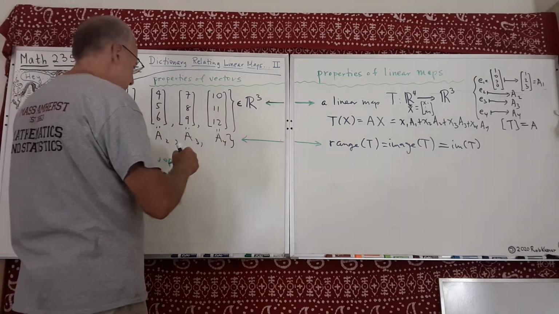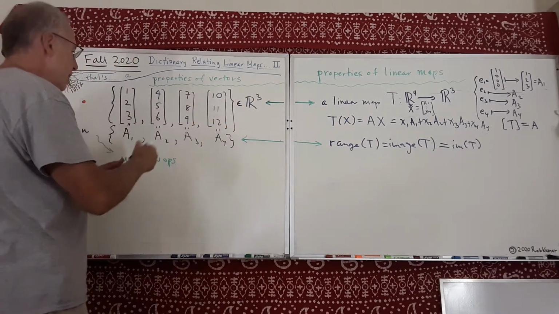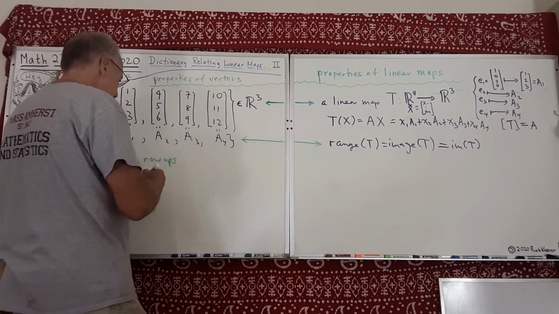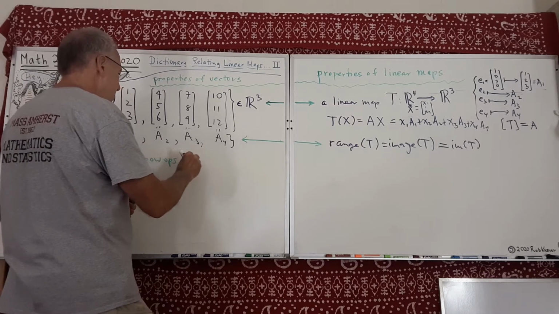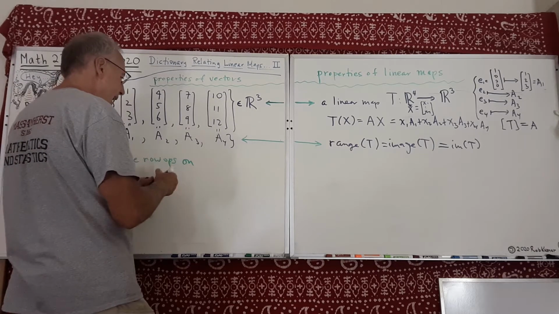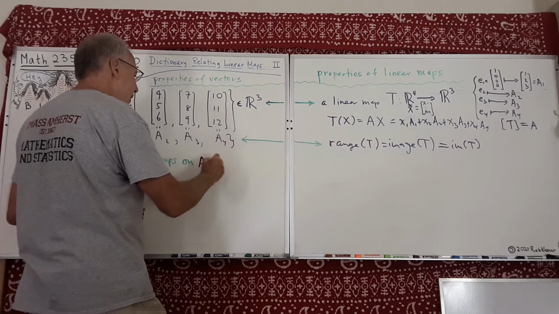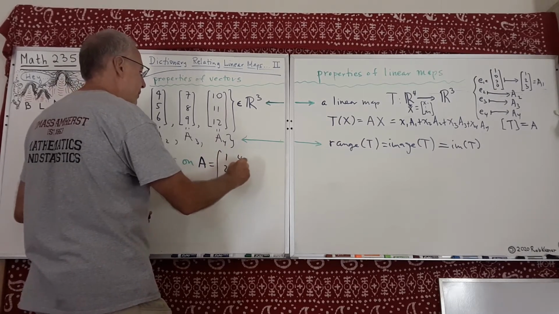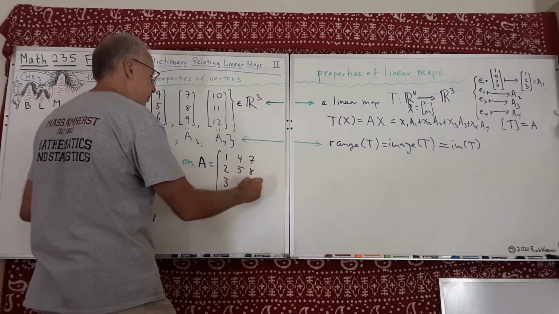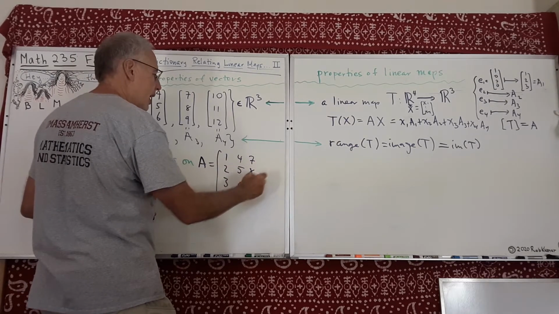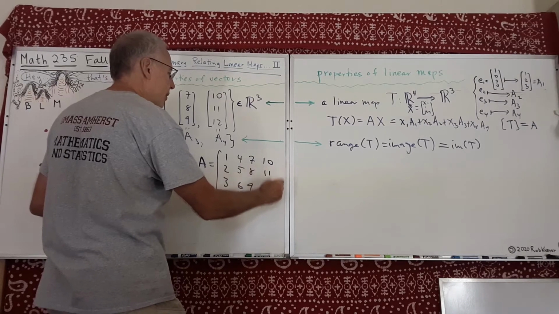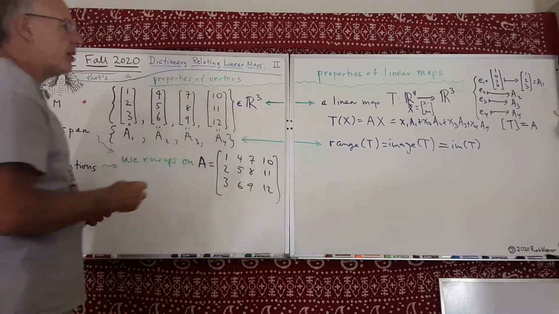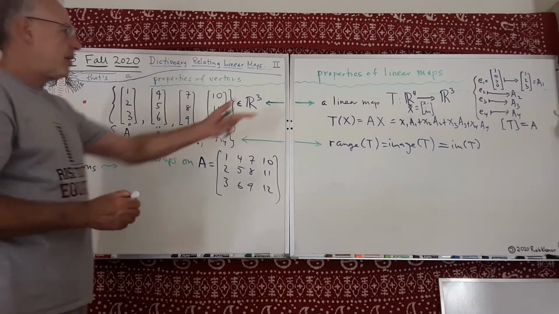On the matrix for this. So what's the matrix A? Well, the matrix A is, of course, just the matrix's columns here. So let's do that. A is the matrix 1, 2, 3, 4, 5, 6, 7, 8, 9, 10, 11, 12. These columns were these vectors in order, or if you like, the standard matrix for the corresponding linear map.